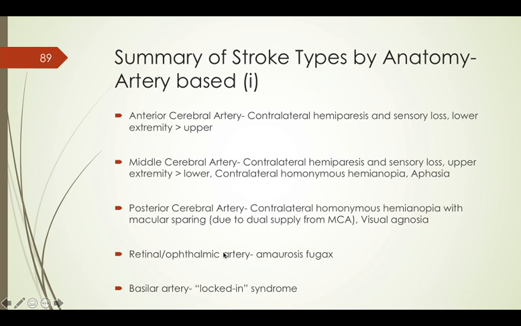Retinal or ophthalmic artery interruption can cause amaurosis fugax, and patients with TIAs often can report some sort of blackening of vision, and they go blank in that eye for a short period of time. And finally, locked-in syndrome due to basilar artery problems, and it causes a problem with the pons essentially. And I've talked already about what locked-in syndrome is.